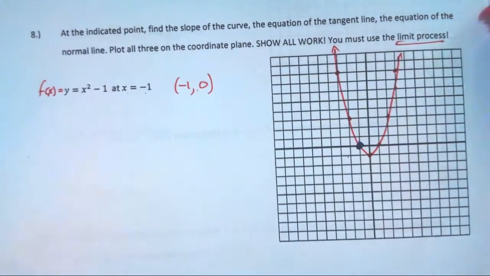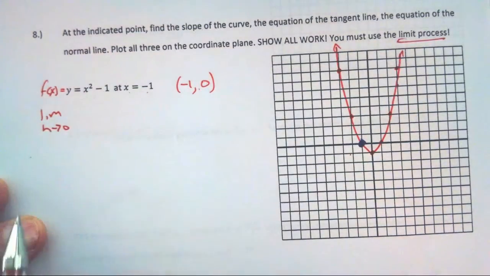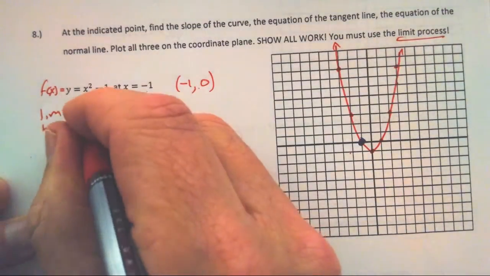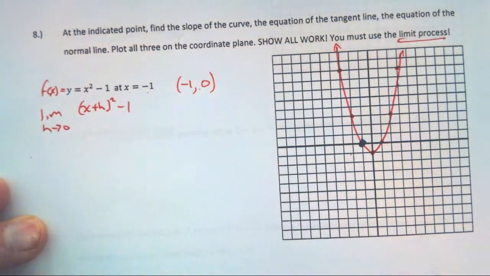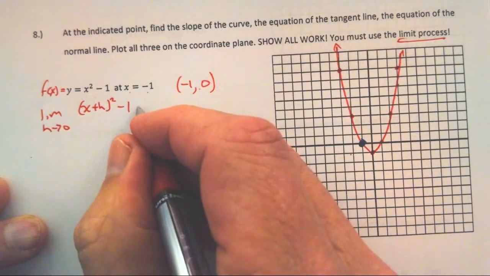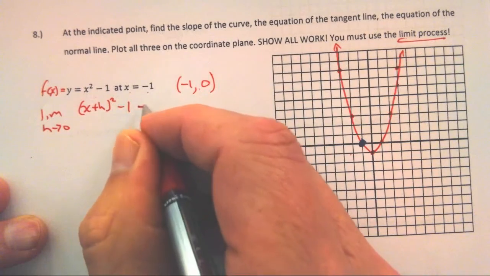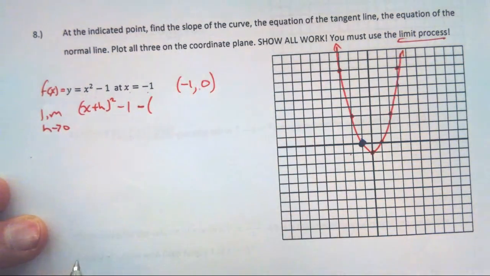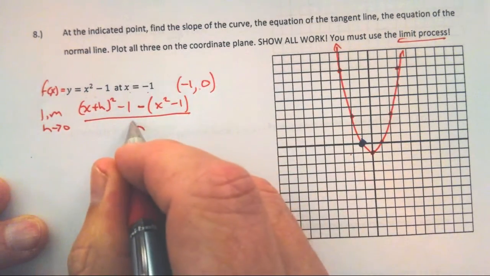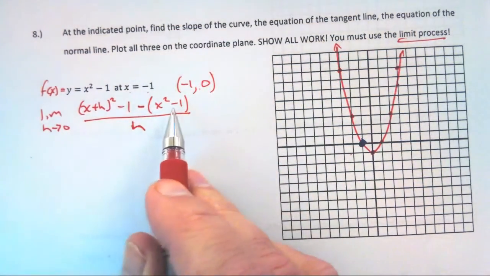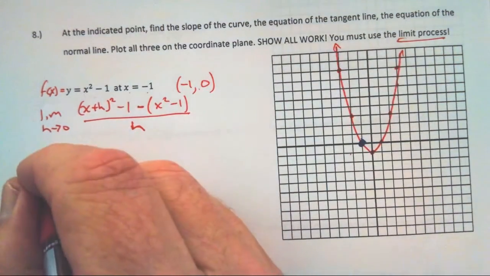There. To find the slope, limit as h approaches 0 of f of x plus h, so that is x plus h, all of it squared, still -1, minus parentheses, x squared -1, all over h. If we don't put minus parentheses there, we ought to catch that mistake in the next step, but let's just get it taken care of in the first step.